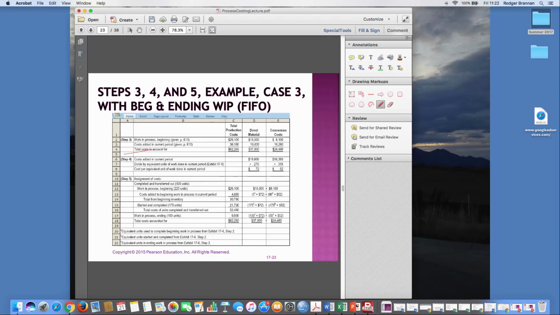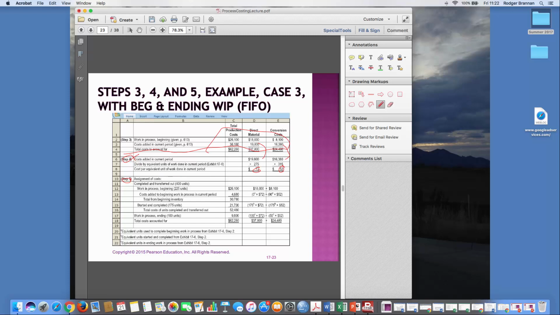Okay, step number 3, same. I just want to sum up my cost here. Now, where it gets different is in step 4 and step 5. Step number 4 says, look, pull down only the costs that were added during this time period. And that is my equivalent unit cost here, only for the work done during this time period. Now, of that beginning inventory, I can pull down my beginning inventory cost.